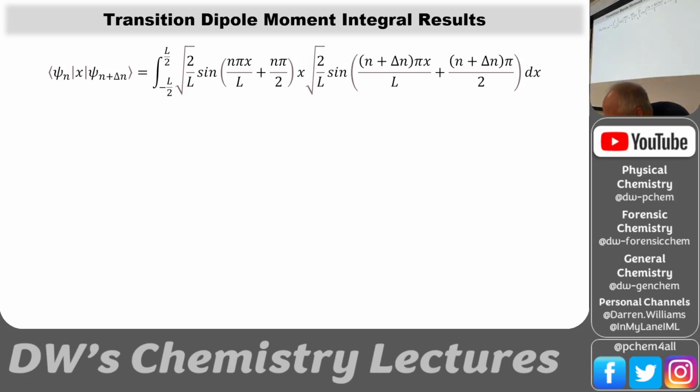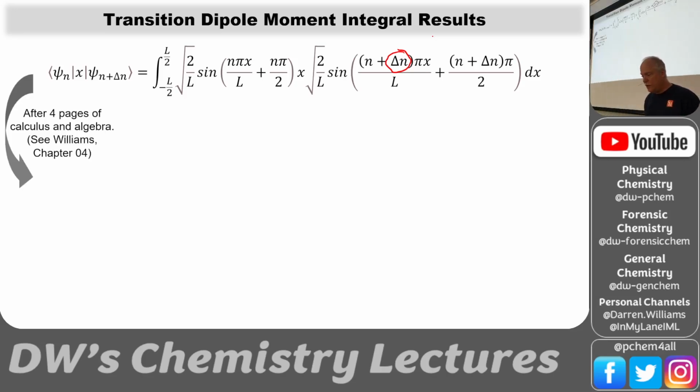I've done this for not just n and n prime. Instead of n prime, I used n plus delta n. So delta n could be a change between adjacent levels. Delta n equals 1 would be all the transitions from 1 to 2 or 2 to 3 or 3 to 4. If delta n is 2, then it'd be going from 1 to 3 or 2 to 4. If delta n is 3, it'd be 1 going all the way to 4. So we're going to solve this integral in a general case with delta n's to see how this figures out for all of those possible transitions.